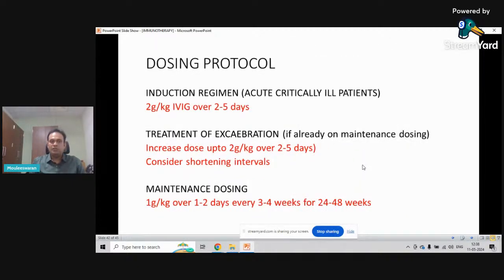Coming to the dosing protocol, the induction regimen followed in the acute critically ill patient is a total dose of 2 gram per kg, given divided over a period of 2 to 5 days, and a maintenance dose of 1 gram per kg over 1 to 2 days every 3 to 4 weeks for 24 to 48 weeks. Whenever a patient presents with an exacerbation, again an induction dose can be given, or the dose which he is receiving as a maintenance dose can be increased up to 2 gram per kg over 2 to 5 days, and the interval of maintenance dosing can be shortened.